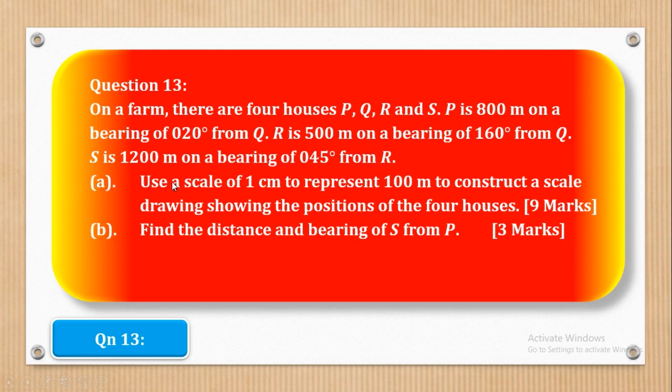Part A. Use a scale of 1 centimeter to represent 100 meters to construct a scale drawing showing the positions of the 4 houses. Part A takes 9 marks. Then part B, find the distance and bearing of S from P, and that is 3 marks. Now let's see how such a question is attempted.